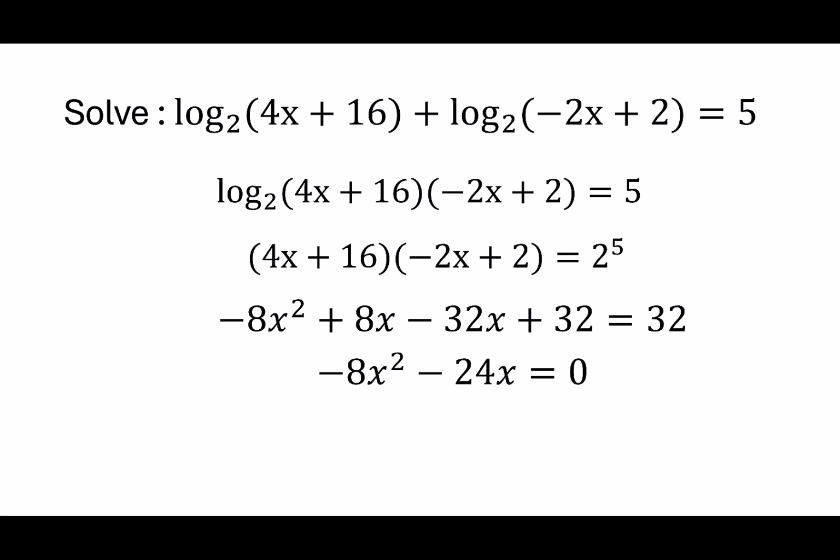Both of these terms have negatives, they're multiples of 8, and they have an x in common, so we're going to factor out a negative 8x. That leaves me with x plus 3 in parentheses and my 0 on the right. If I set negative 8x equal to 0, I just get 0. If I set x plus 3 equal to 0, I get negative 3. So I have these two solutions, 0 and negative 3.